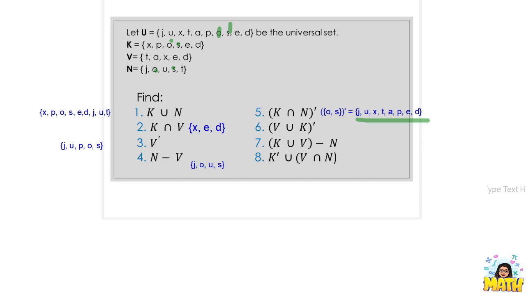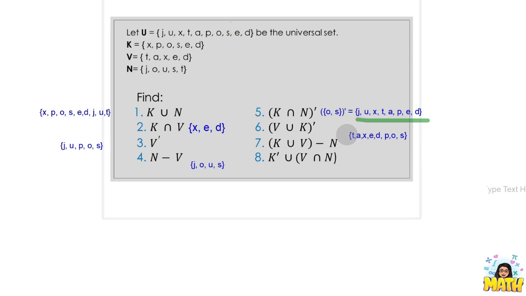Number 6, V union with K and its complement. So again, hanapin muna natin ang kanilang union. So i-combine lang natin P, A, X, E, T and set K. We have A, X, P, O, S, E, D. Ito na yung union nila when we combine set V and set K.